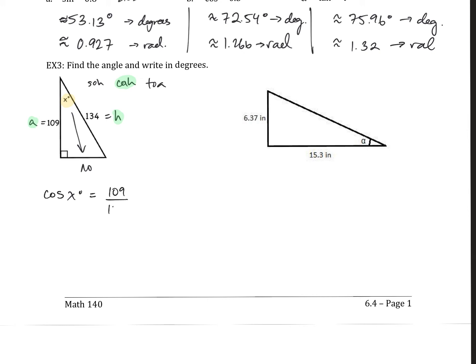So adjacent over hypotenuse. Okay, solving for x. We have to get x outside of cosine. So to get it outside of cosine, let's go ahead and take the inverse of both sides. Once again, please show the step when you take the inverse. That is something I will be grading for.